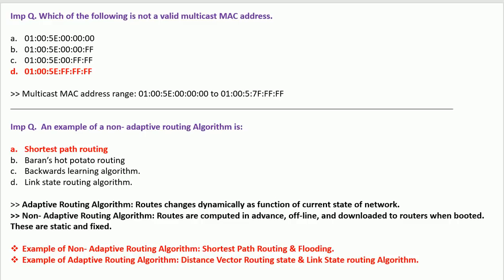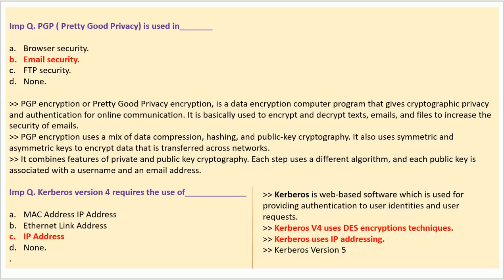Now moving to the next standard question, and this is also a very, very important question related to the security part. PGP, Pretty Good Privacy, is used for what purpose? Last year they asked this type of question in, I think, the Oriental Bank of Commerce exam, for Information Security Officer. PGP, Pretty Good Privacy, is used for what purpose? For browsing security, for email security, for file transfer protocol security, or none?